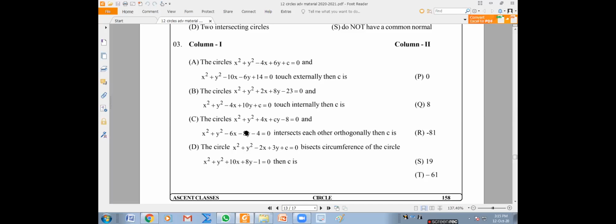Okay, I'm arranging this bit. Anybody any doubt? No. No.